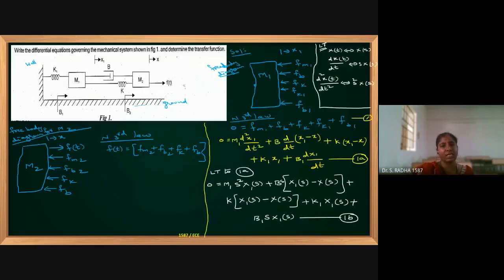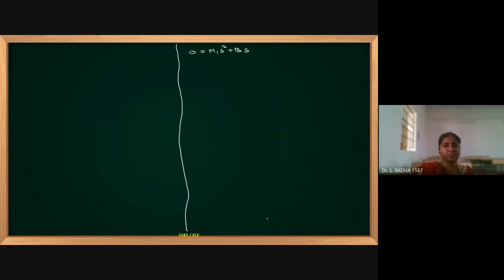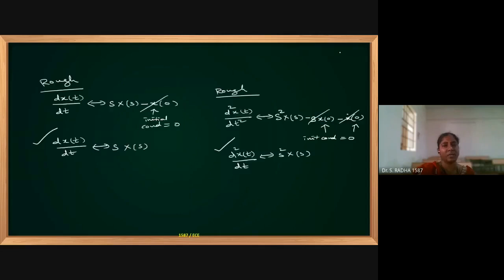Other terms, here k into x1 is there. So simply k I will take. Again k1 is there. So k1, and again here x1 is there, b1 into s. Okay. So k1 plus b1 into s. All these are having commonly x1 of s multiplied. Then x2 of s.